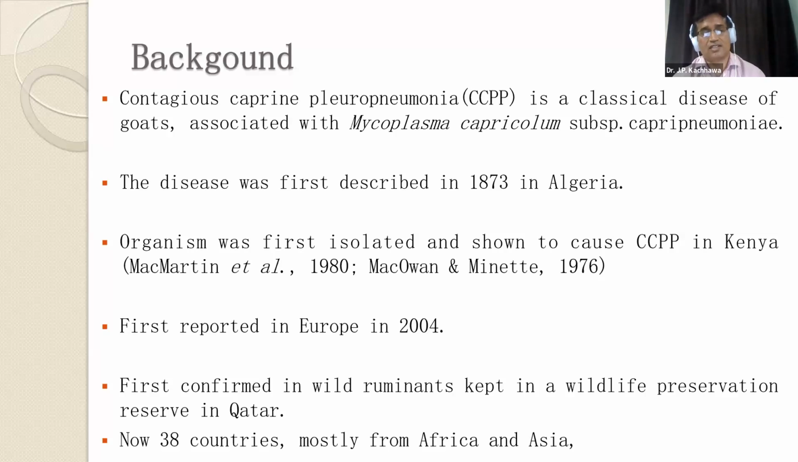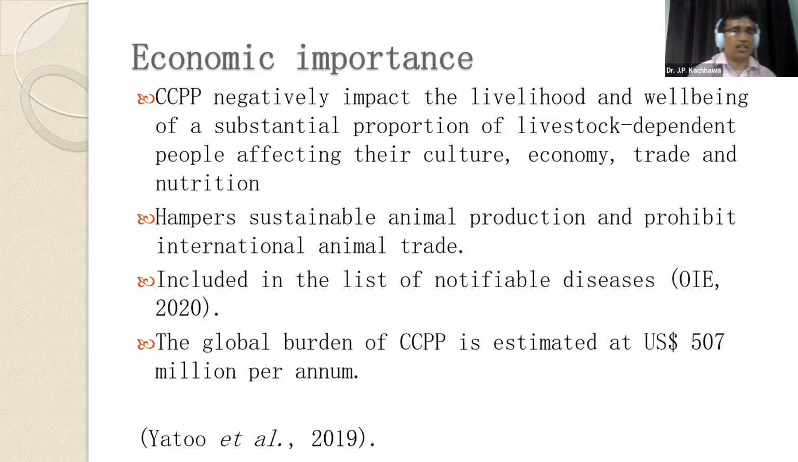Now the disease is found in more than 38 countries. These countries mostly lie in Africa, Asia, and Europe. This disease poses severe socioeconomic importance. The sheep and goat rearing system is mostly present in lower income group countries, or we can say in developing countries, where poor farmers mainly depend on sheep and goat for their livelihood.